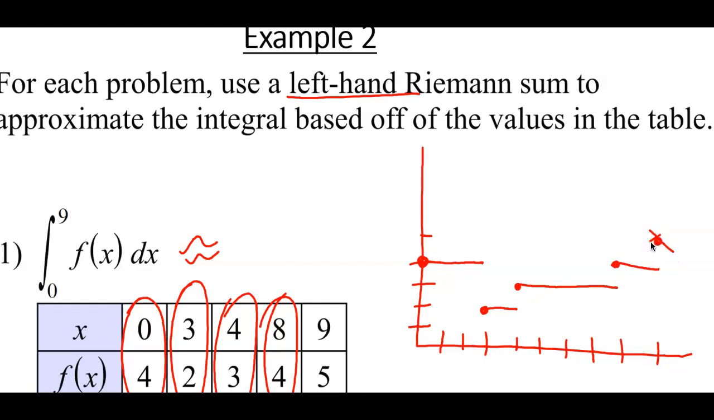All right, next, I'm going to ask Dylan to come up here and do the next step. Next step is to turn them into rectangles by drawing the vertical lines that go to the x-axis. So Dylan's going to do that.